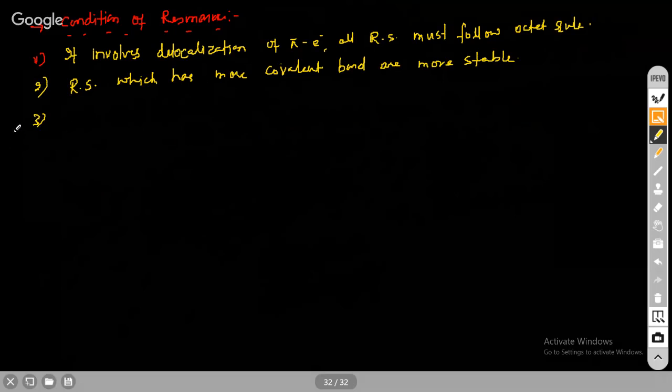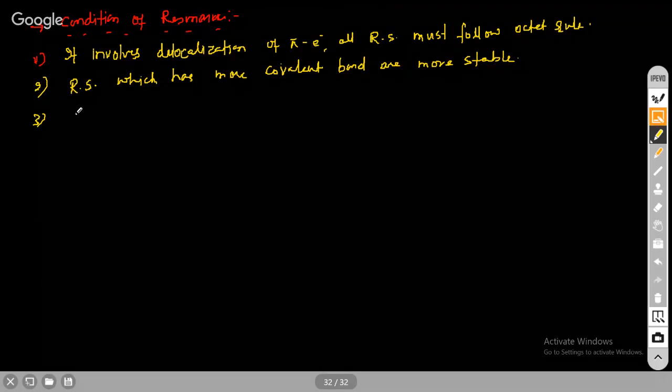Third one, you write down. All resonating structures must be planar. Planarity is the necessary condition for any molecule to show resonance. Okay, if the molecules are not planar, resonating structures we cannot draw.